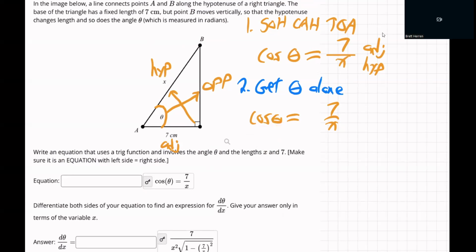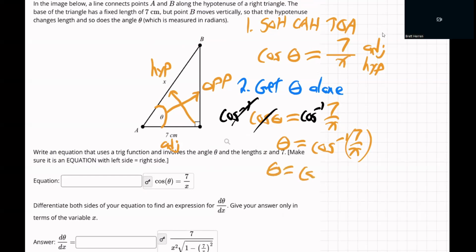Well, then how do I get rid of it? You're going to do the opposite, which is cosine inverse. So whatever you do to one side, you have no choice but to do the same thing to the other. Those are opposites. They cancel. And theta is alone. Cosine inverse of 7 over x, right? So that's good. Now, I'm going to do a little bit of a rewrite here.